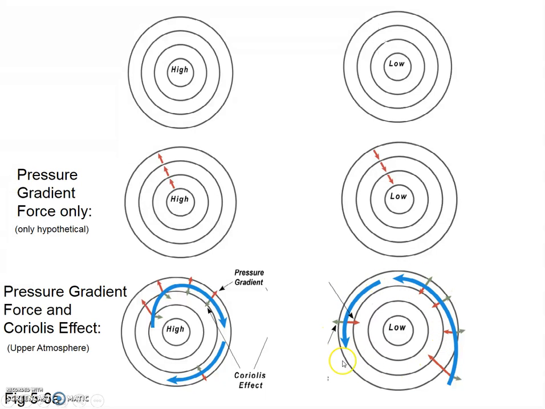Counterclockwise geostrophic flow around a low pressure cell. Sometimes people get confused because it looks like it's going to the left. But remember, the pressure gradient is pulling it in, the Coriolis effect is pulling it to the right, and the result is counterclockwise geostrophic flow. You should write that below your diagram.